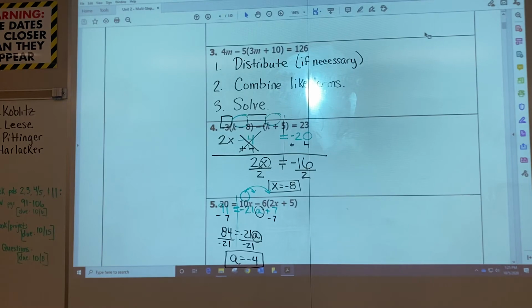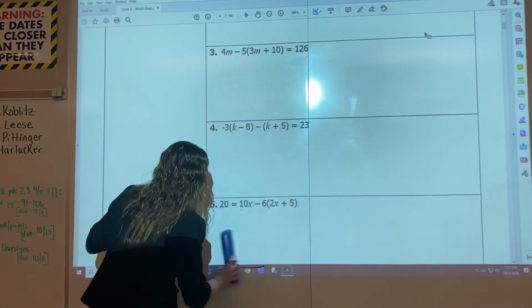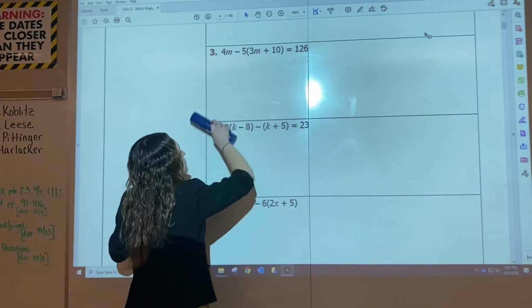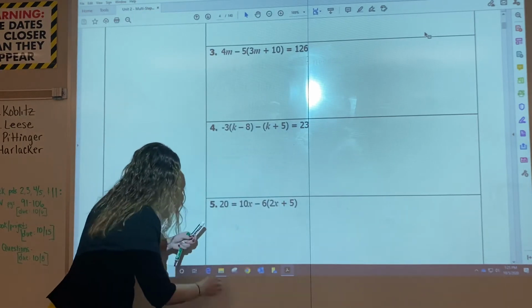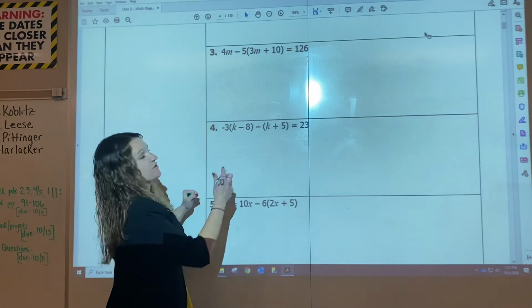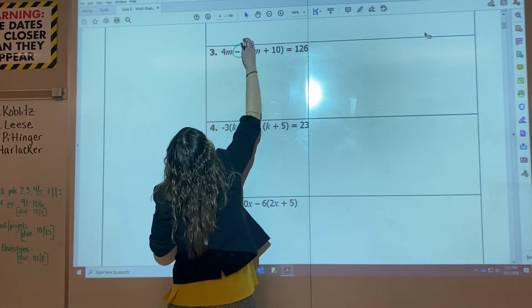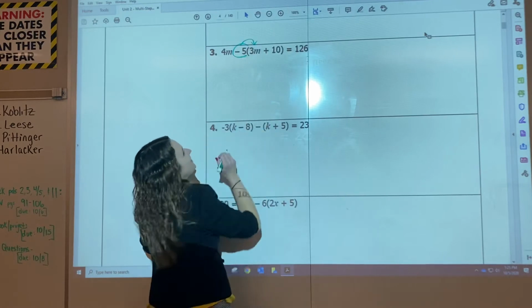All right. So for numbers 3, 4, and 5 here, you can see there's some distributing for sure. Let's start with that step first. For number 3, we're going to be distributing a -5.